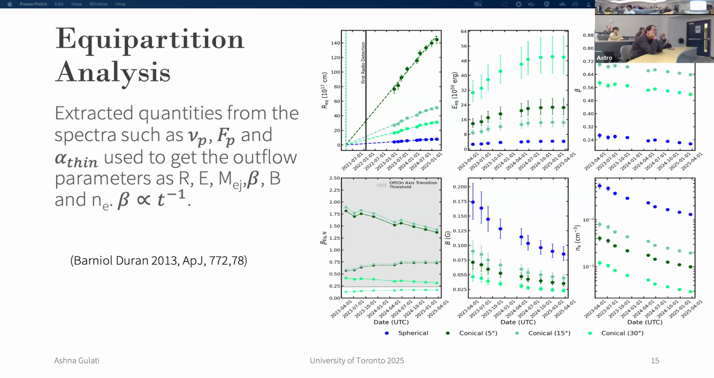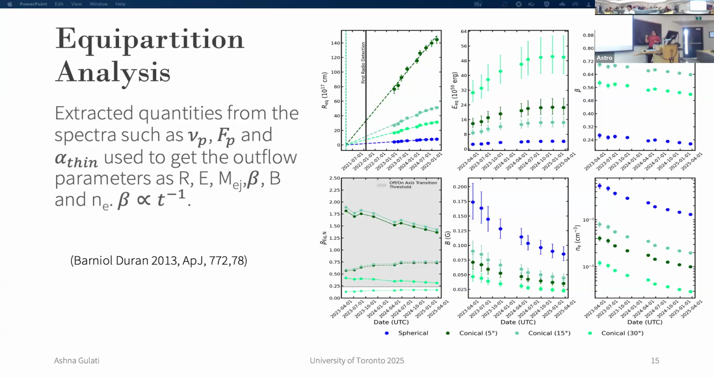So early on, we took out some spectral parameters from our spectra: peak flux, peak frequency, and optically thin spectral index. We can propagate that through a very standard equipartition analysis that is very common for synchrotron transients to get some outflow parameters, pending some assumptions, of course. And that's what I've done here. So we took out the radius, energy, velocity, the magnetic field, and the density, and the different colors are basically the different geometries.